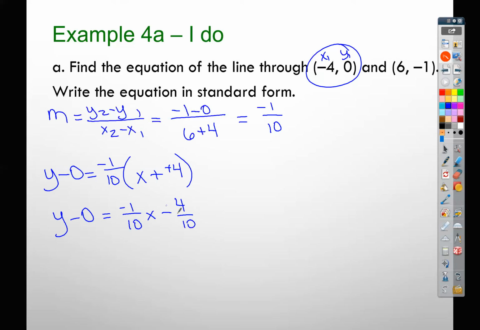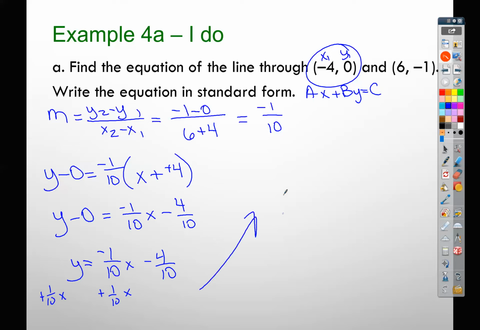I want to show you something real quick. I'm not going to simplify this yet because I need to put it in standard form. Okay, so I'm just going to say y equals, because -0 does nothing. Okay, now I'm going to move the 1/10 to the other side because I need to move the x in front for standard form. Remember, we're going to ax plus by equals c, where there are no fractions or decimals and a has to be positive.